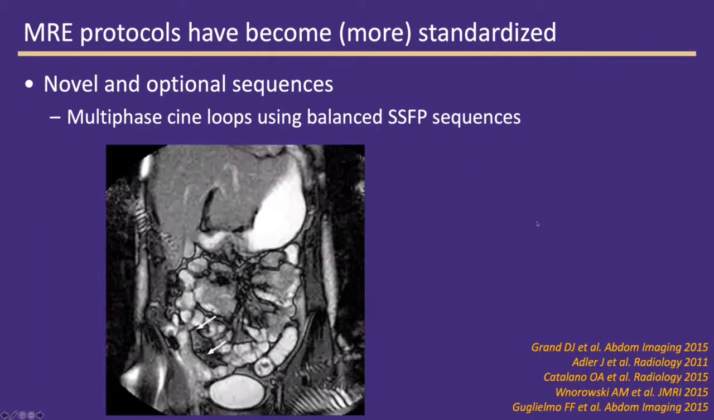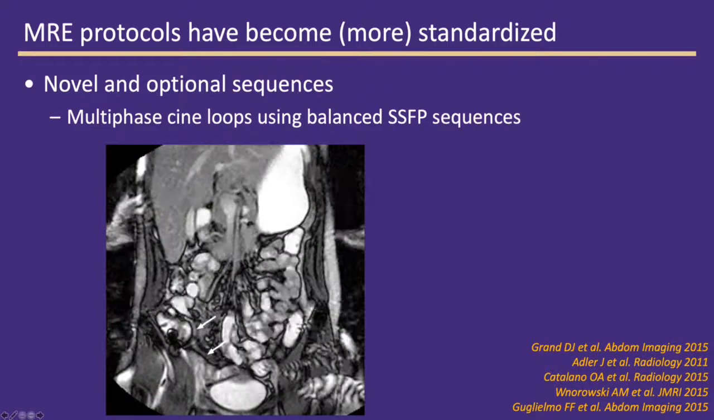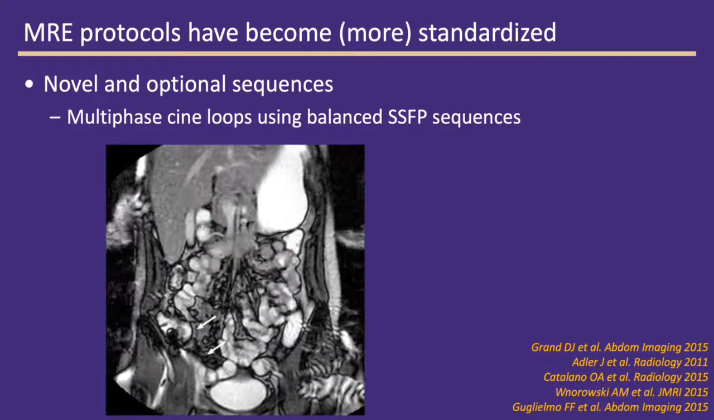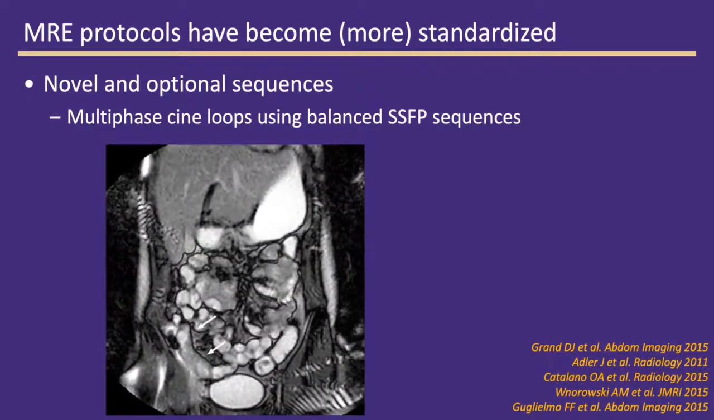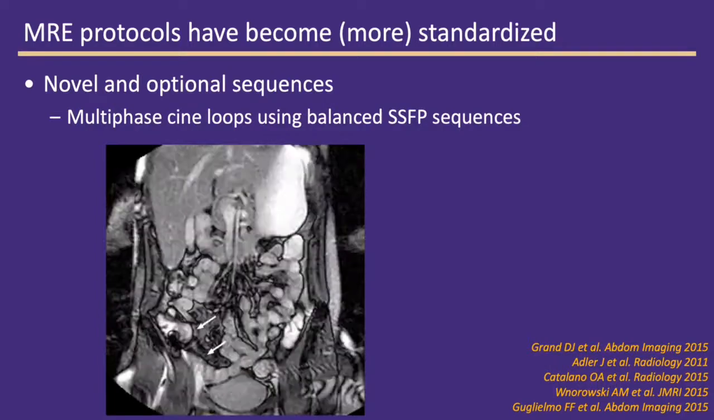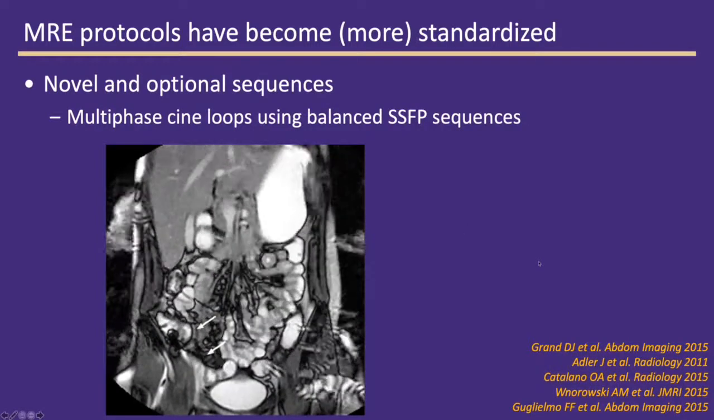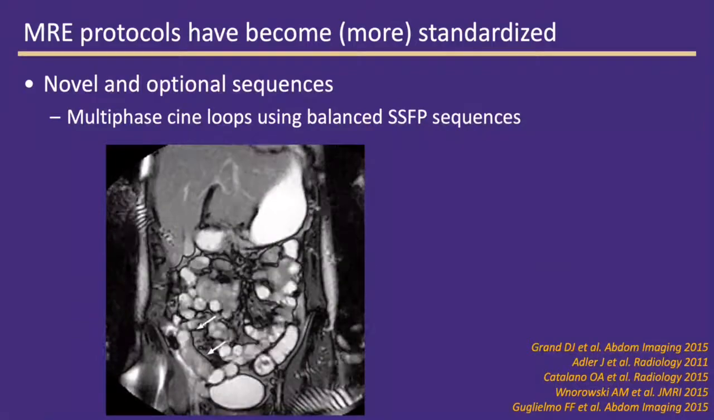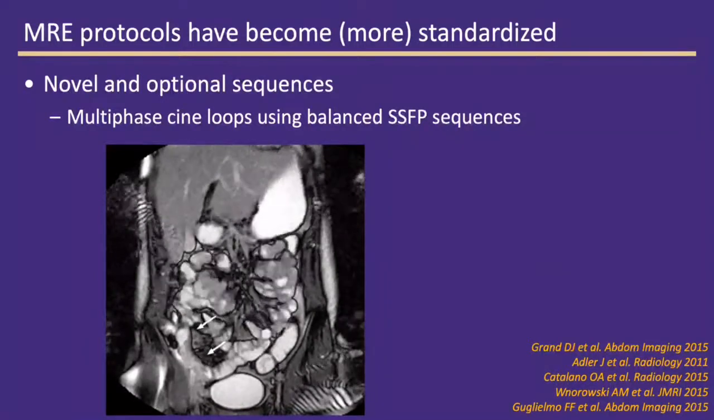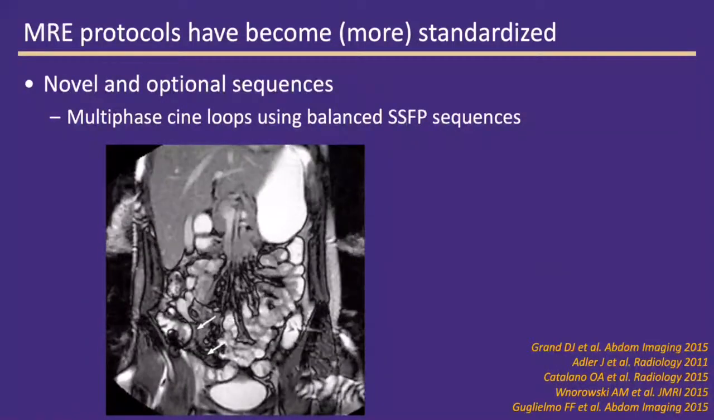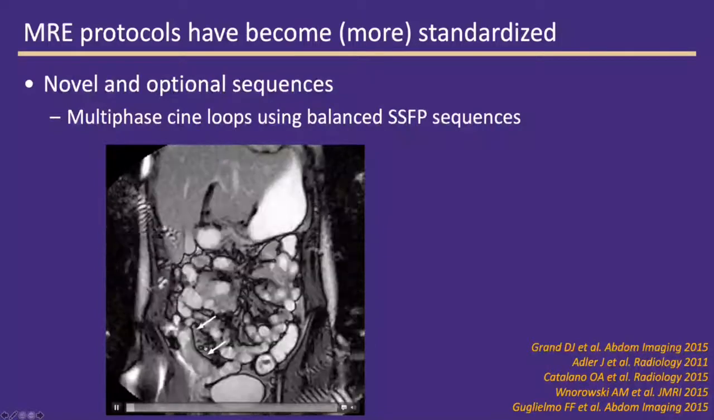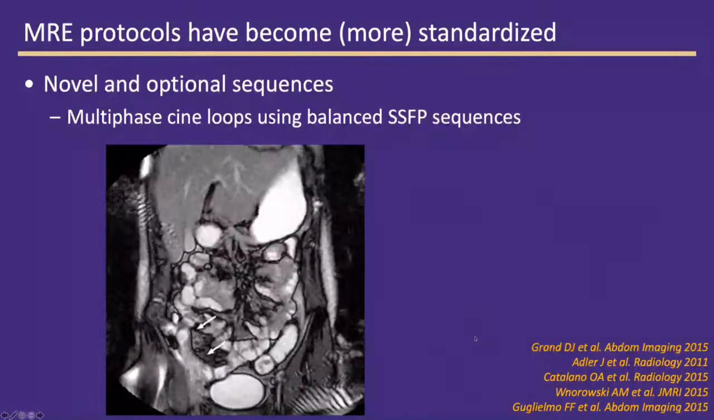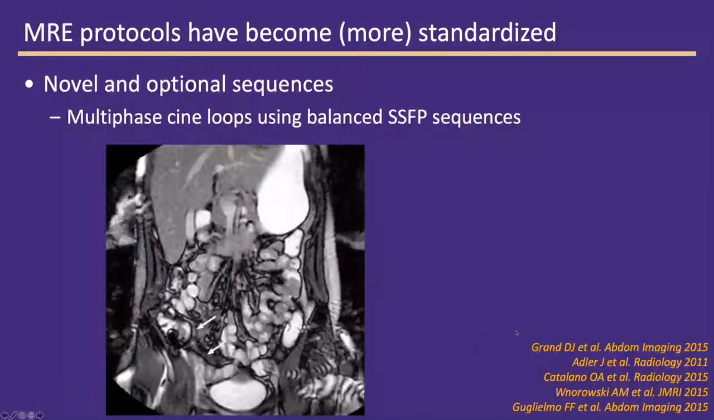I alluded to this earlier in the balanced gradient echo section. This is how we acquire our cine loops. I think this is a useful adjunct to just get an overview of the bowel motion, and in particular try to identify any hypoperistalsing segments like the one indicated here with the arrows.